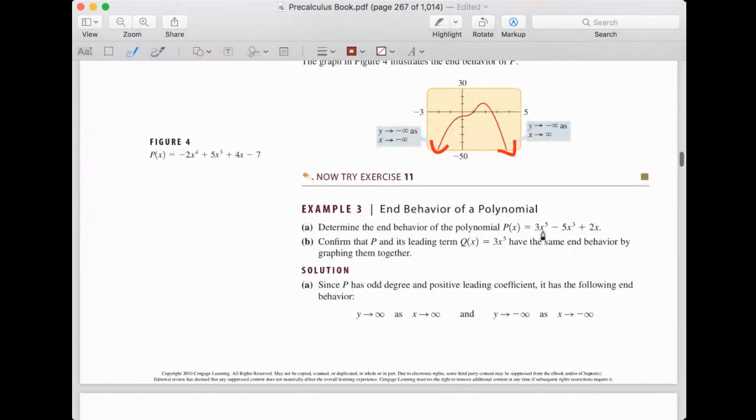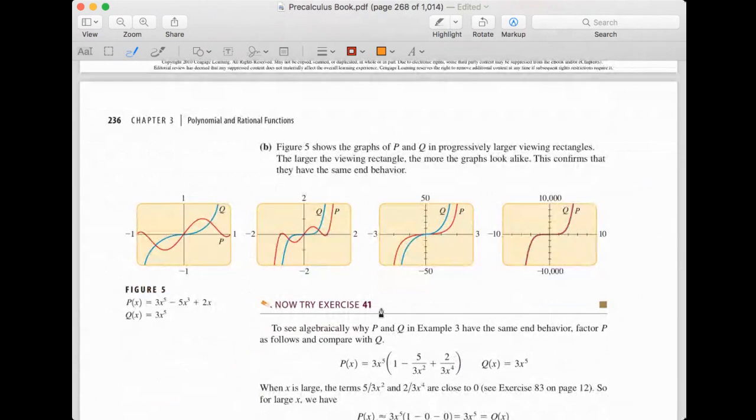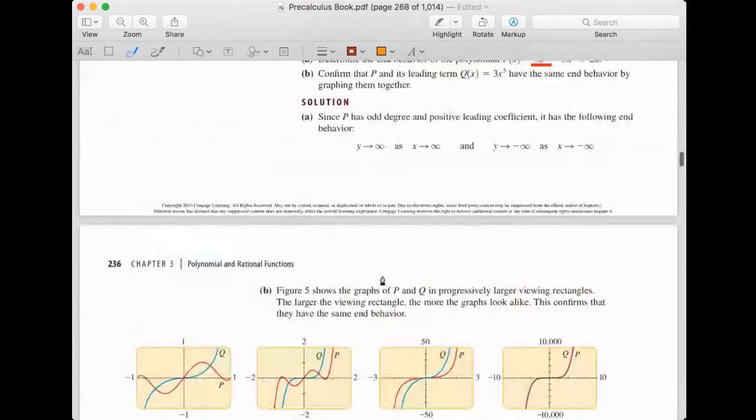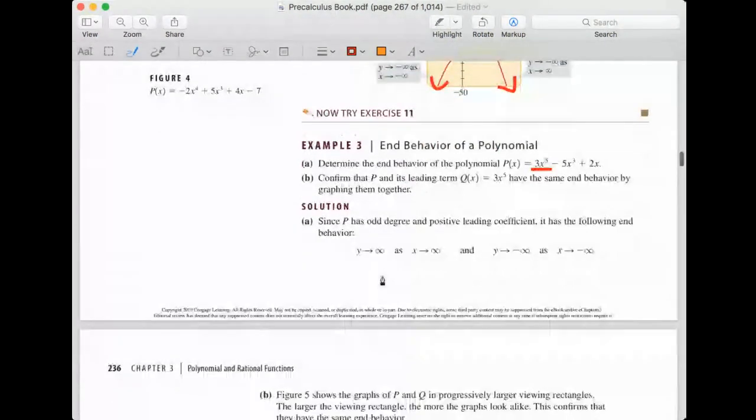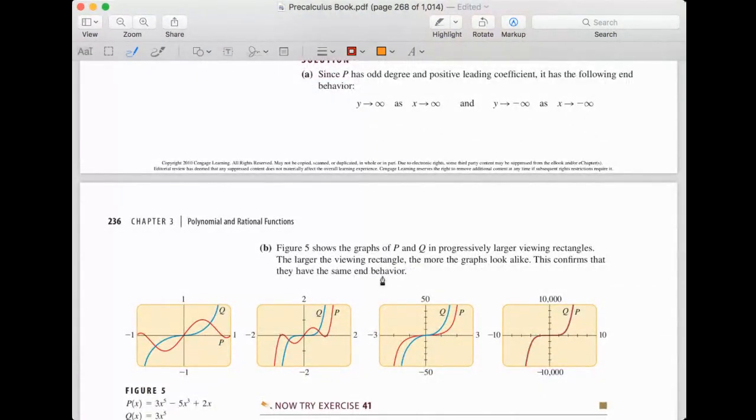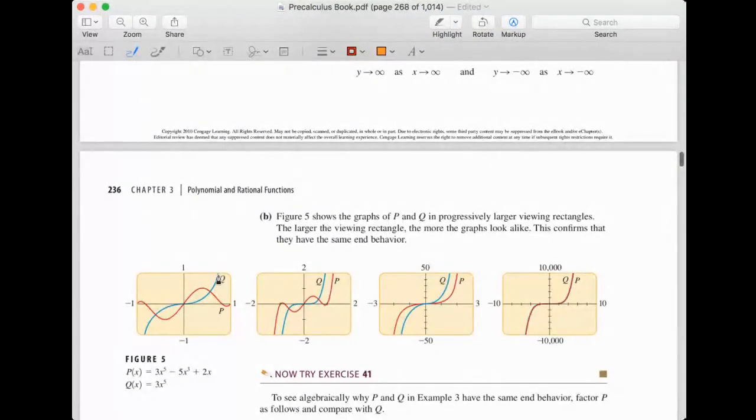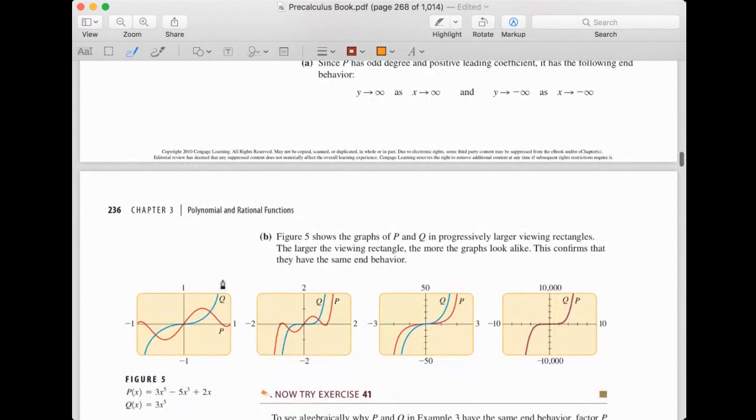Let's see another one. This is a degree 5 polynomial, and it's positive. Degree 5 is odd, so it goes from the first quadrant to the third quadrant. You see the graph. Yeah, so basically like this. Because the degree is odd and the leading term is positive, we have a graph from the first quadrant to the third quadrant. So the end behavior is this.